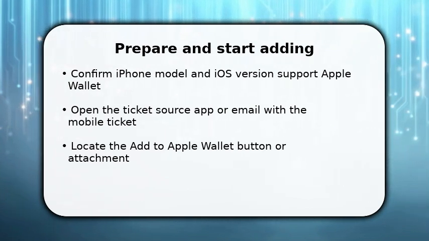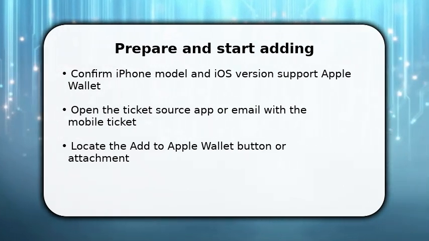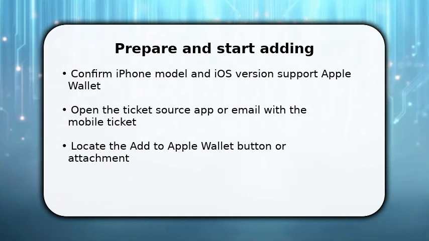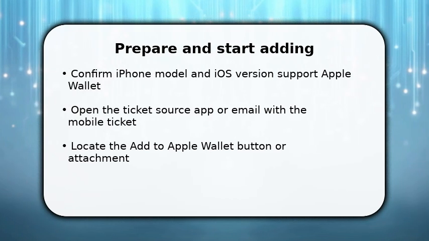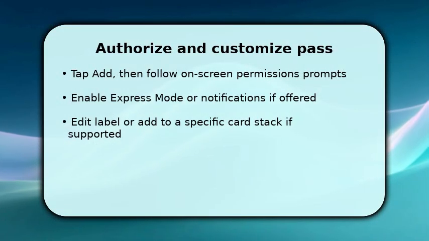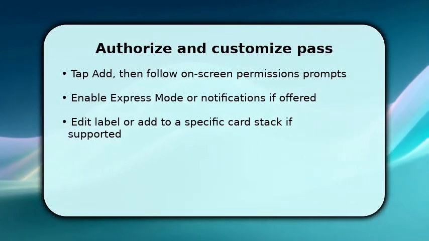Make sure the ticket matches your name and time, because adding the wrong pass can complicate entry later. After previewing, tap Add and respond to permission requests. Wallet needs access to show passes on the lock screen and in Wallet notifications.